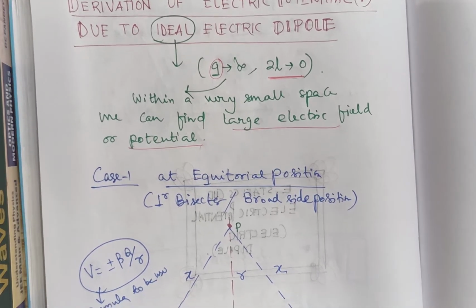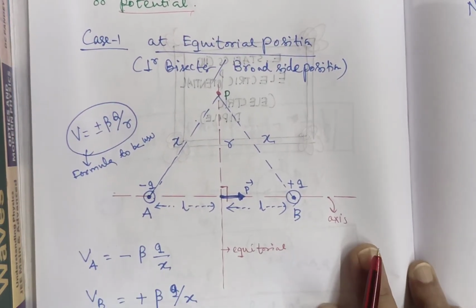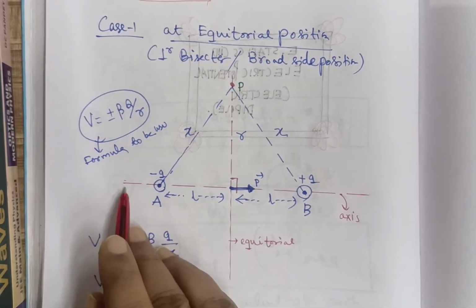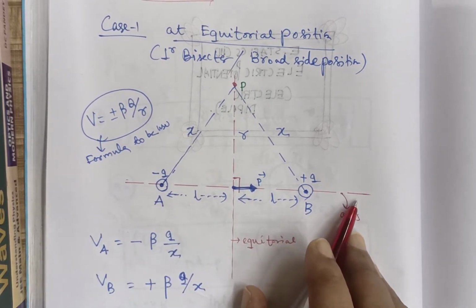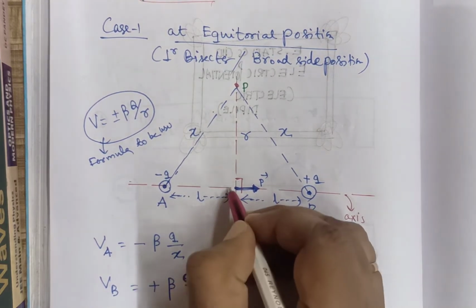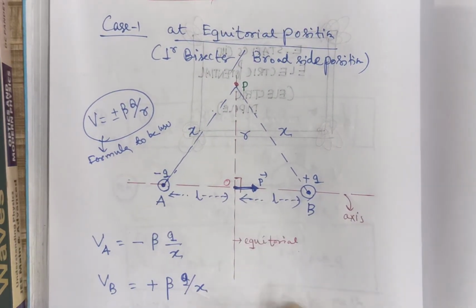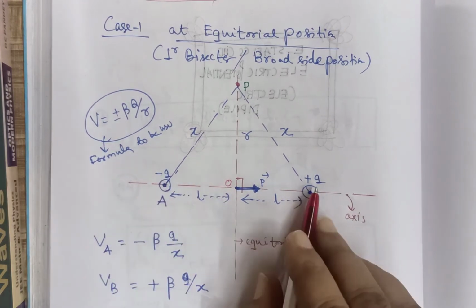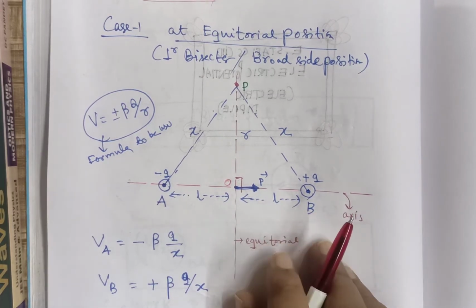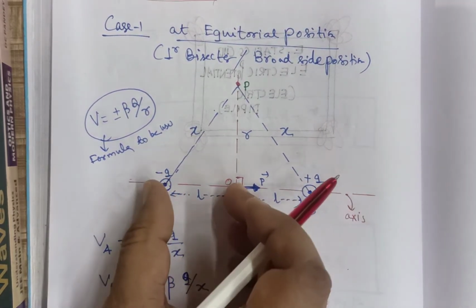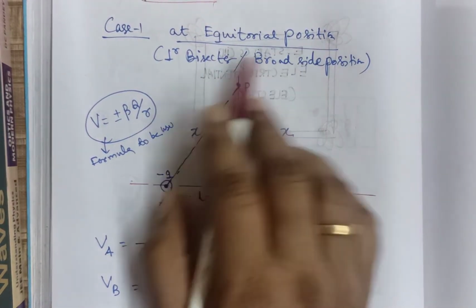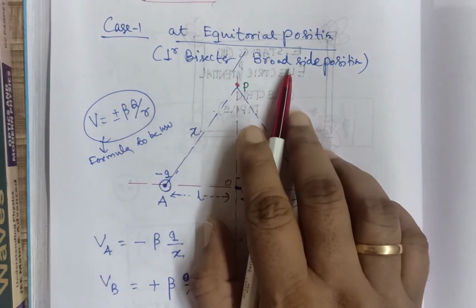So first we will go for case 1 at the equatorial position. The diagram part is very important, so a systematic diagram should be drawn. First we draw the axis, represented by a dotted line. This is the axis, and this is the perpendicular bisector, that means the equatorial position, and this is the center of the dipole, O. Here are the two charges of the electric dipole, minus q and plus q, located at A and B respectively. Usually we take the dipole length as 2L, that means this length is L and this length is L. Our question is at the equatorial position, or perpendicular bisector position, or you may call it the broadside position.